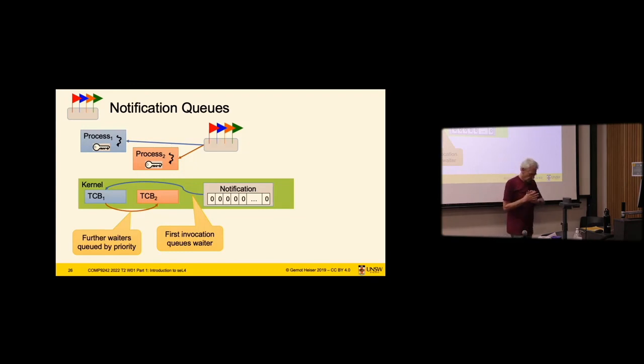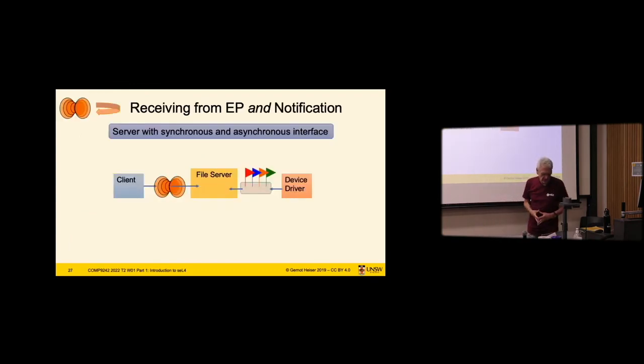Now there's one complicated scenario: think of a file server. A file server typically has two interfaces. A client interface, which is synchronous, so this is just a function call like open, close, read, write. And an actual device interface, an interface to the device driver, which is asynchronous because the device is asynchronous.